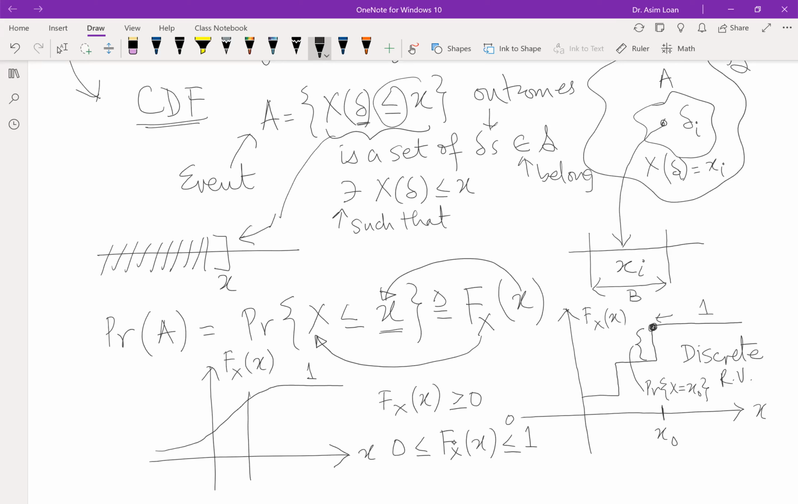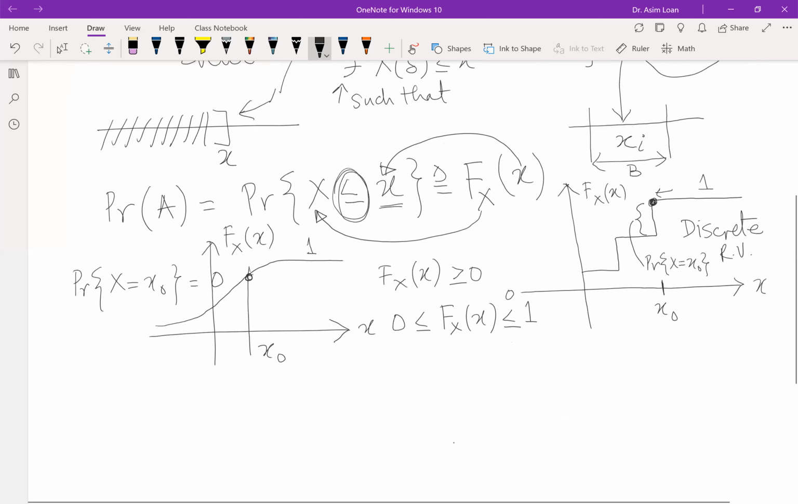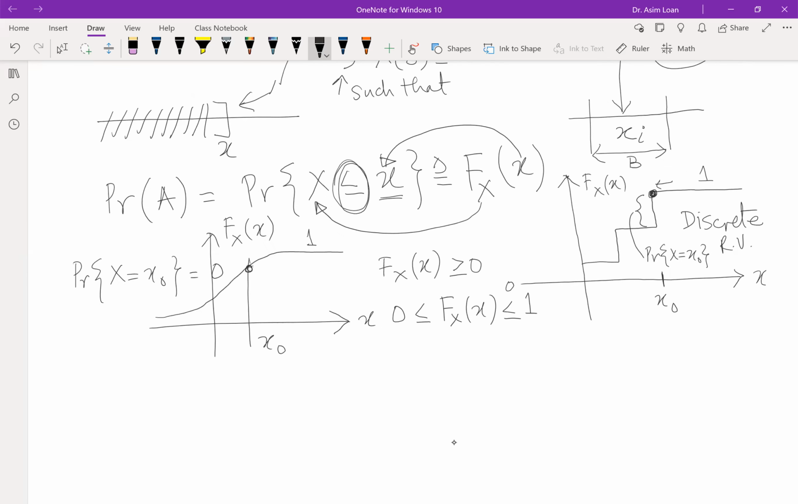However, at any point there will be no jump. So unlike the discrete case, there will be no probability at a point. So if somebody asks you, if X is a continuous random variable, what is the probability at x equal to x naught, this is 0, right? Because F_X(x naught) is the probability up to this point. This is the probability up to this point. Okay? So just bear in mind that for a continuous random variable, the probability at a point is 0. So that's why there will be no jumps here.